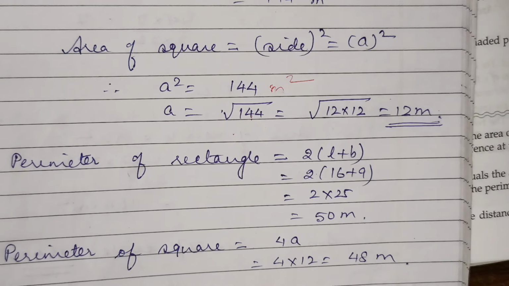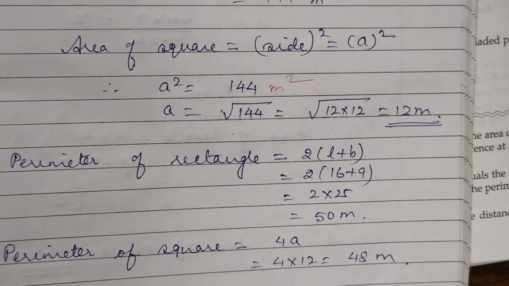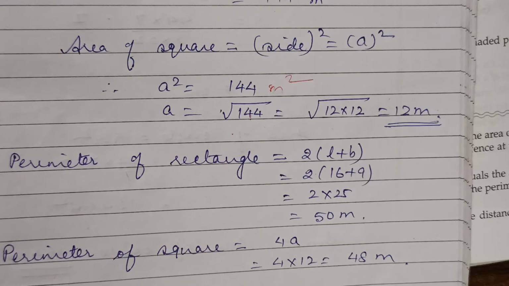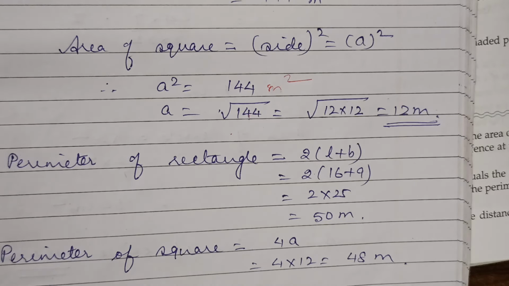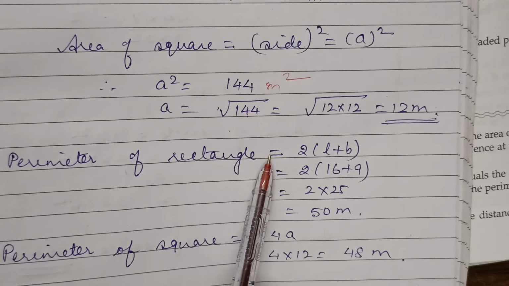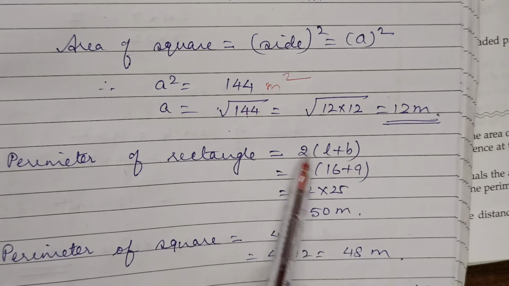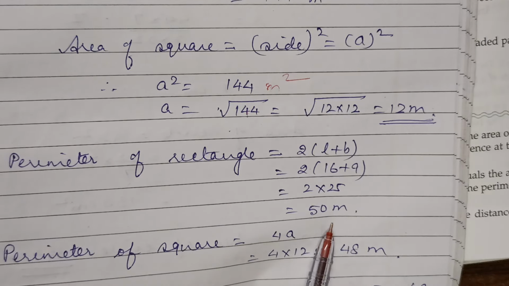Now the other question is by how much the perimeter of the rectangle exceeds the perimeter of the square. So we will find out the perimeter of the rectangle, we will find out the perimeter of the square, and then we will find out the difference. So just see, perimeter of rectangle is 2 into (L plus B). Just put the value, you will get it as 50 meter.